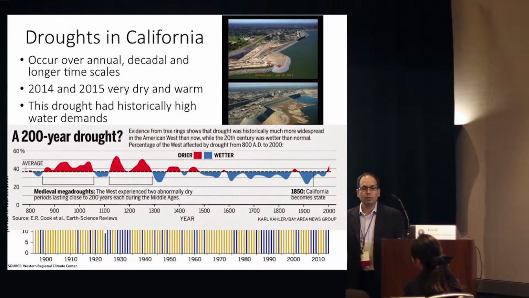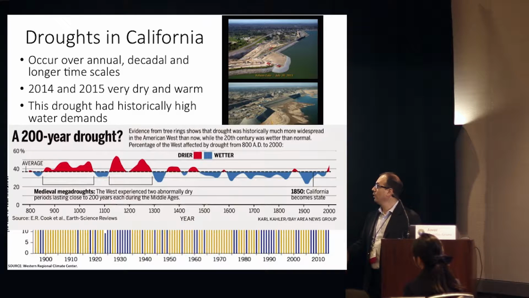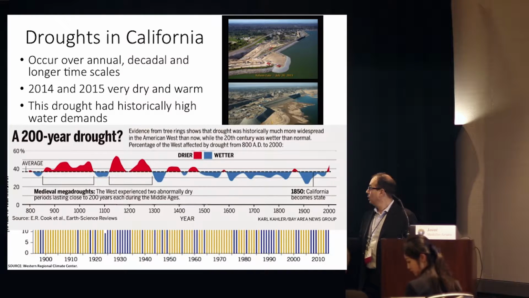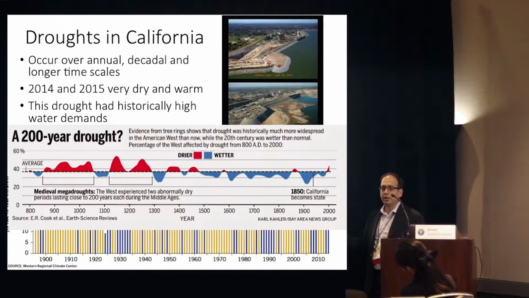Droughts in California are a recurrent phenomenon, and this chart here shows some of the normal years and dry years, and we can see that they take all sorts of lengths. We have single-year droughts and multi-year droughts. And over the geological time scale, we have evidence from tree rings that we have also had droughts that have lasted for a couple hundred years.